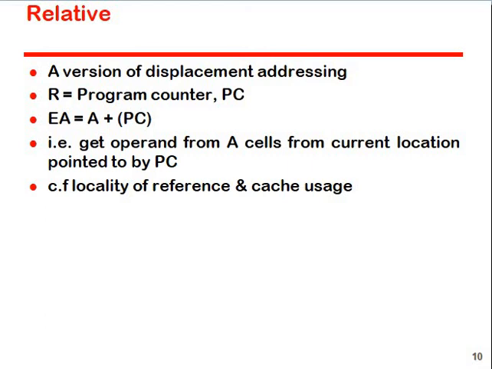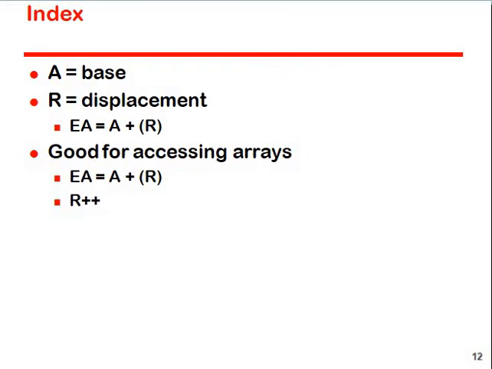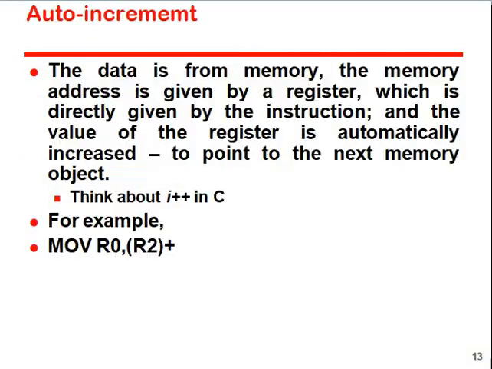The second type of displacement addressing is base addressing. Base addressing can be defined with the formula EA = R + displacement, where R is the register and displacement is what we have seen in the displacement addressing mode. The third type is index addressing mode, defined as EA = A + R, where A is the accumulator and R is the register. So these are the three types of addressing mode which come under the displacement addressing mode.